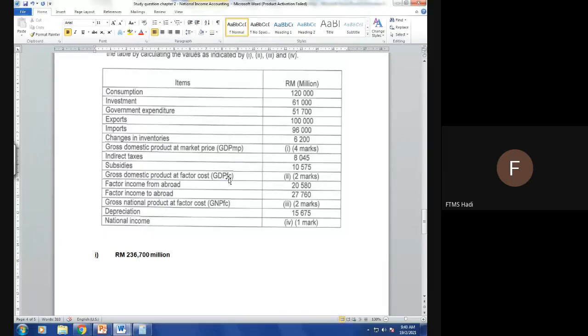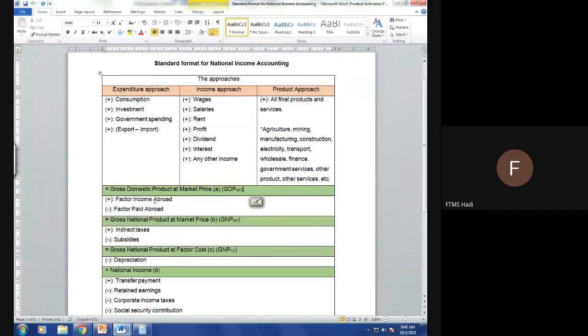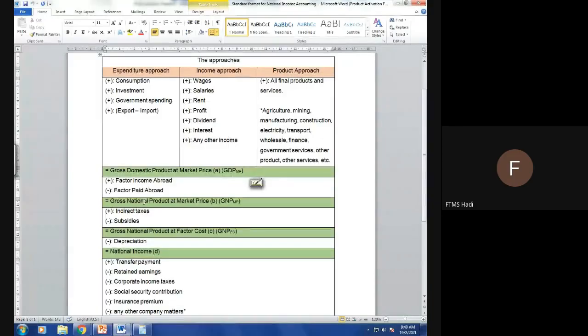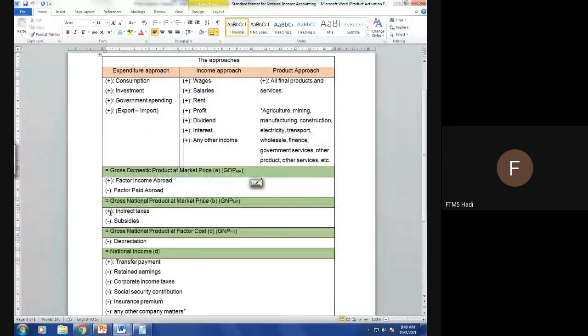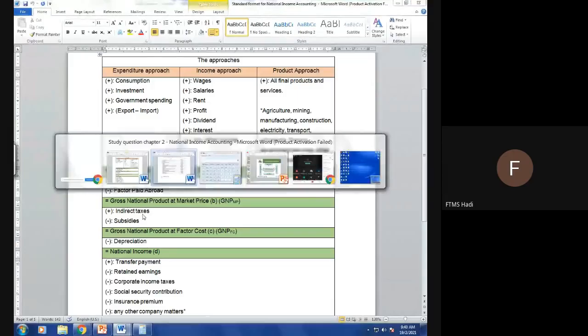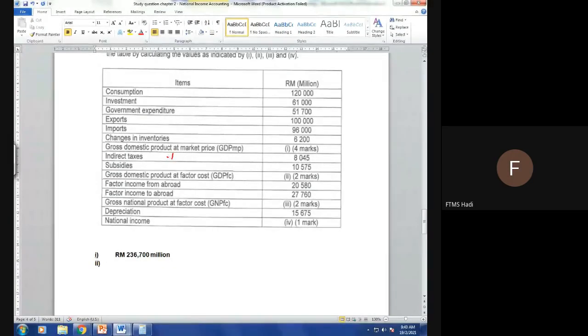The formula for GDP FC, as you can see in the template that I gave to you, assumes there is no factor income and no factor abroad. They go for indirect taxes and subsidies. So, plus indirect taxes minus subsidy. You need to add indirect taxes and then minus subsidy. So, what the answer will be? 700 million. Okay, this one million might be later.